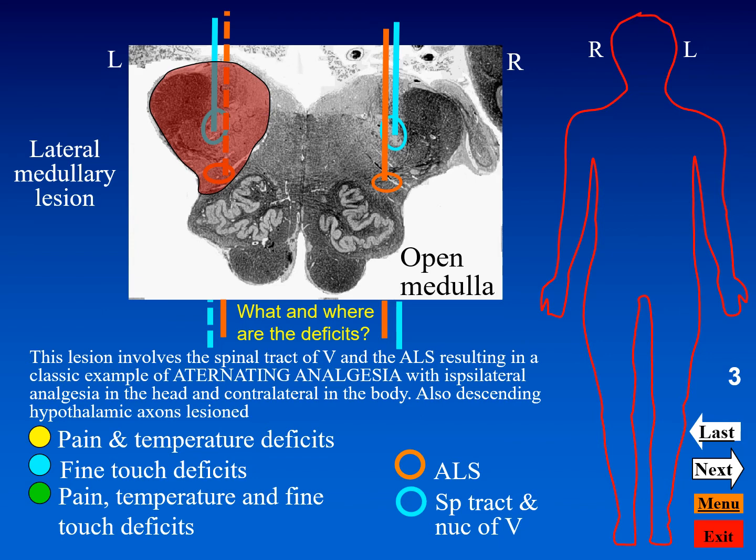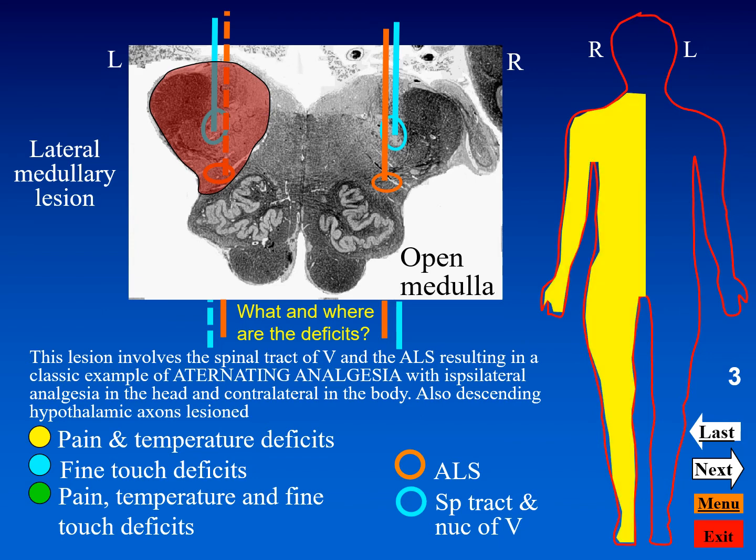So the area distribution of the analgesia we'll see on the right side from the body, because the lesion was the ALS on the left, and the head will be on the left side because of the left-sided lesion of the spinothalamic tract. This is known as alternating analgesia.